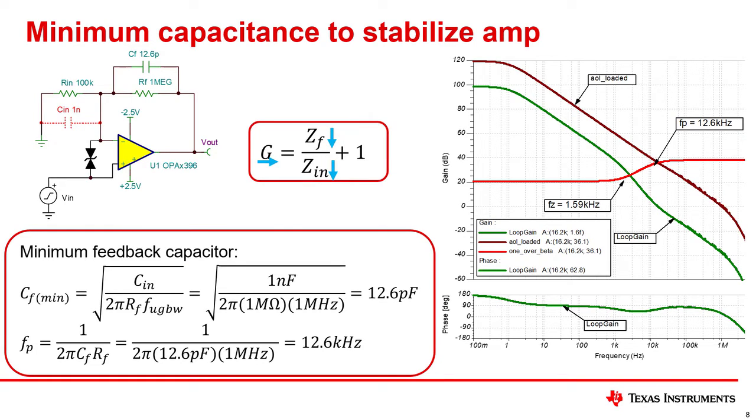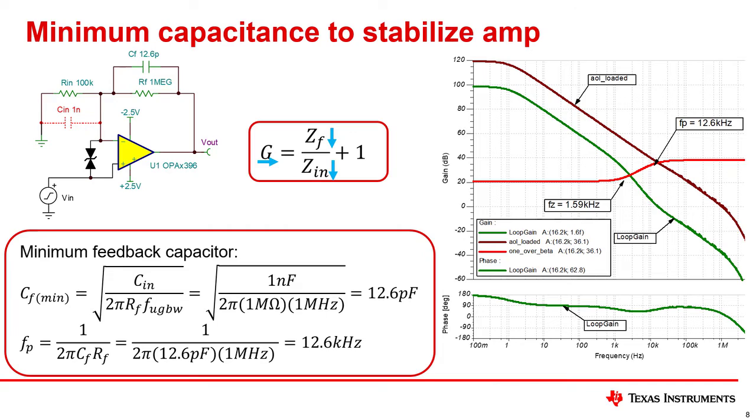A feedback capacitor can be used to add a pole into the 1 over beta curve. In this example, the pole is set to a frequency where AOL and 1 over beta intersect. This is the highest frequency the pole can be set to and still solve the stability issue. The derivation of the pole frequency and the equation for minimum capacitance is derived at the end of this document.